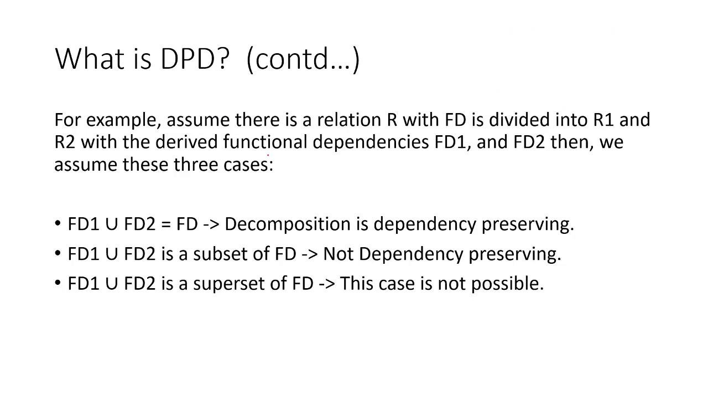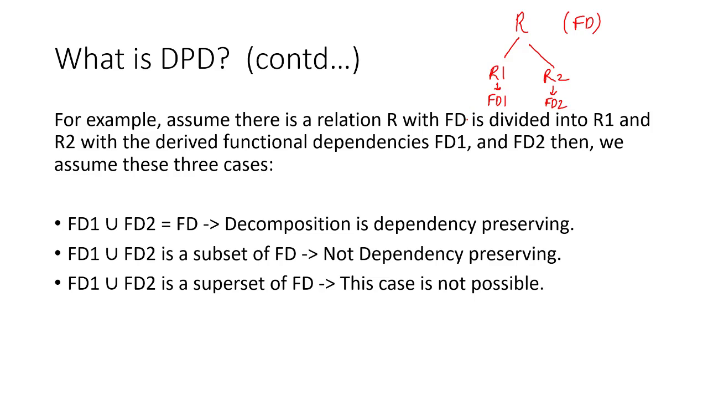When you are doing this decomposition, there is a relation R, and the set of functional dependencies is FD, with respect to relation R. Now I am decomposing this relation into R1 and R2, let us denote them as two sub-relations. We can derive some functional dependencies for R1, assume this is F1, and we can also derive some functional dependencies for R2.